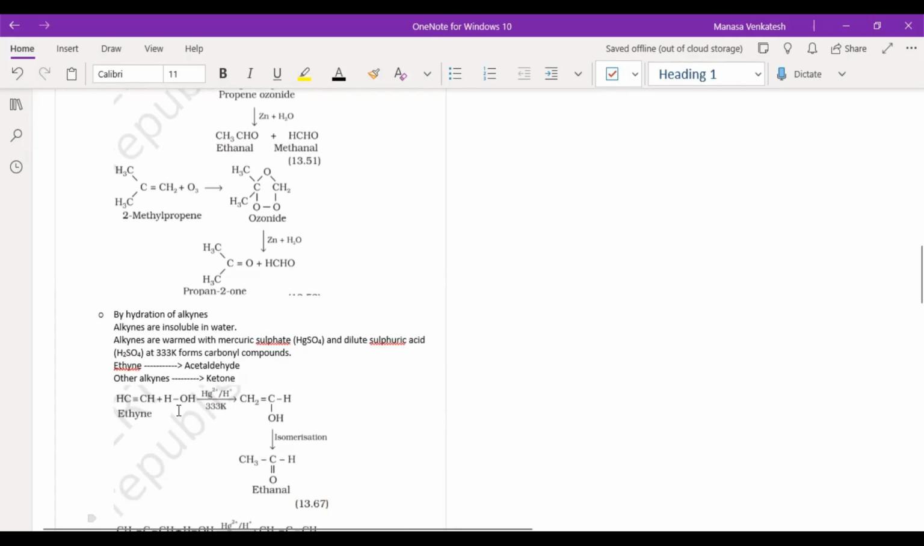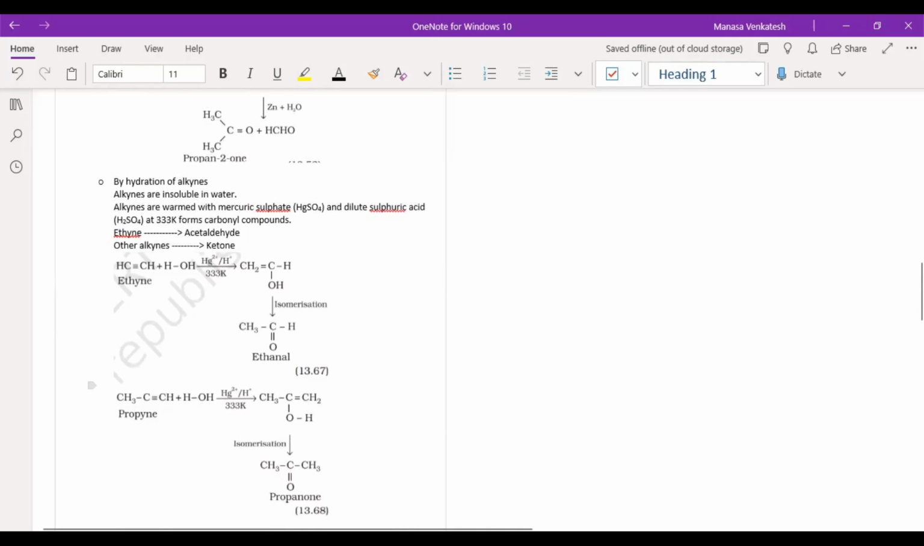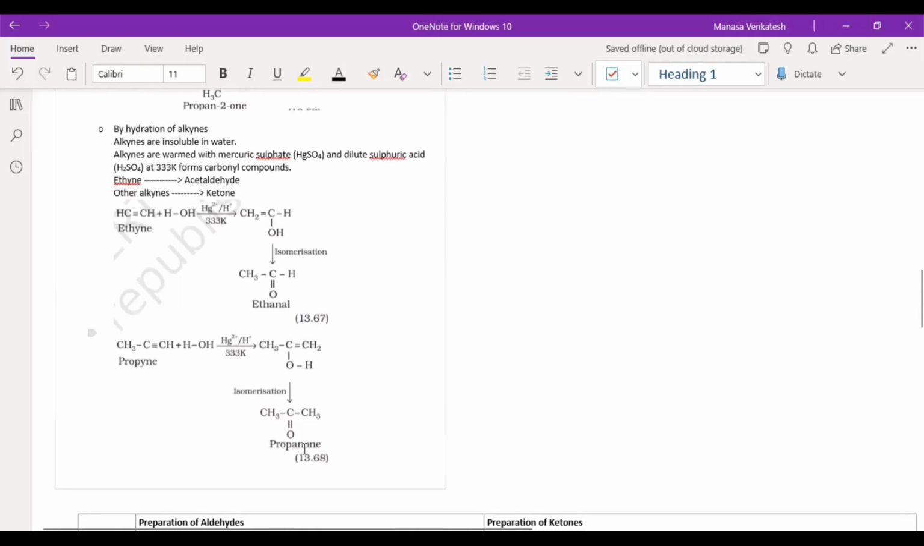So here you see, you have the ethyne undergoing reaction in the presence of water, and then you have mercuric sulfate, and the H plus denotes dilute sulfuric acid. And this is leading to the formation of this particular product, which on isomerization forms acetaldehyde. Whereas propyne is going to give us a ketone.